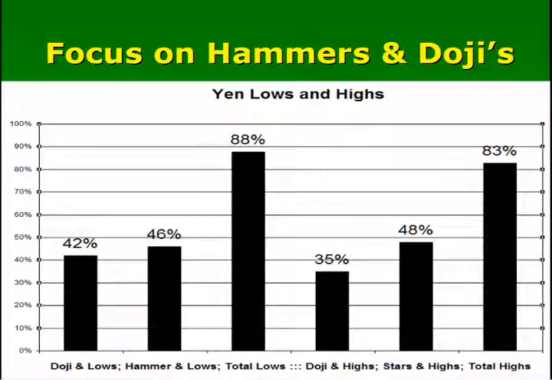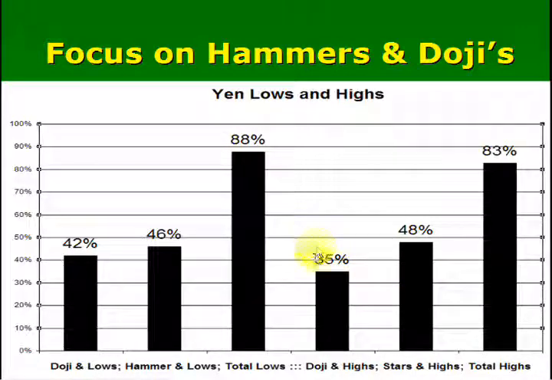Wow, look at these numbers. 42% of the time, a doji was formed on the low, a hammer was formed on the low. So just by focusing on those two candle patterns, 88% of the time, based on a 15-minute backtest study, the low was made by either a doji or a hammer. Let's take a look again.